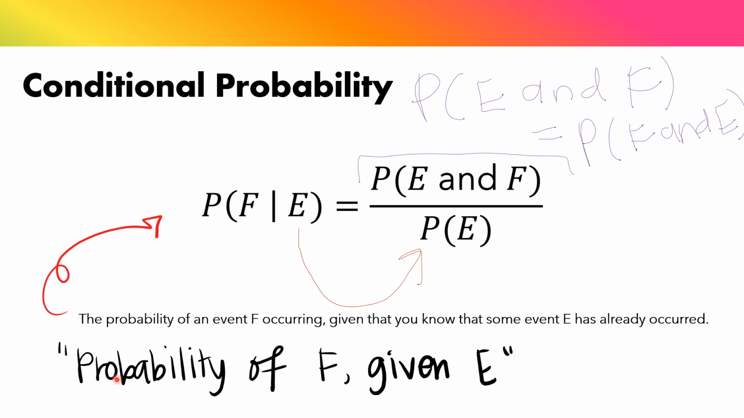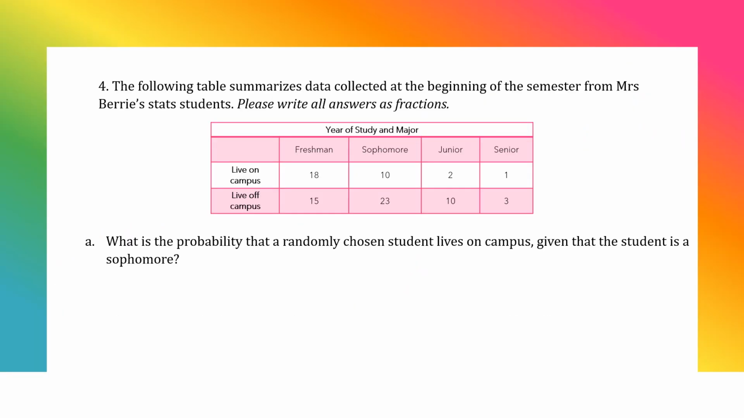All right, so if we're reading this out loud, again, we would say the probability of F given E. All right, so I really like to use tables whenever we are calculating conditional probability. So that is what I would advise you to prepare for the exam, is to see a table for the conditional probability problem. All right, so it says the following table summarizes data collected at the beginning of a semester from some statistics students that I had.